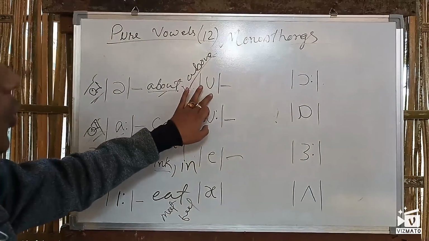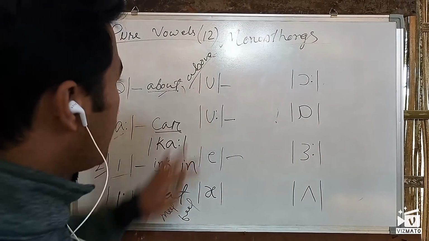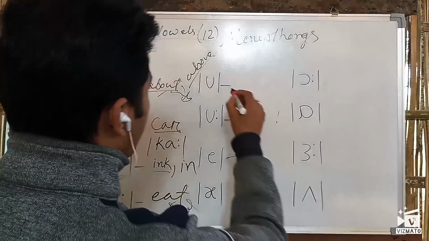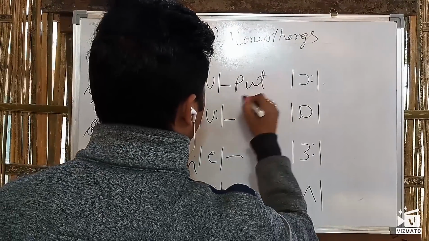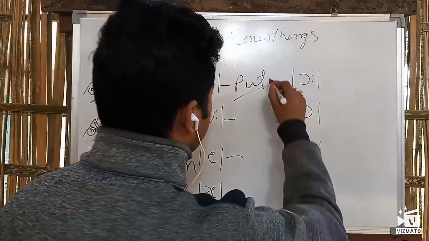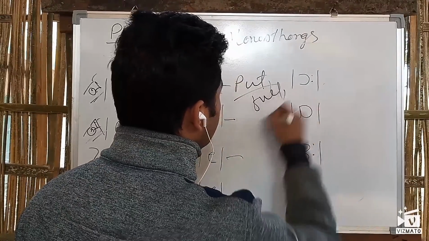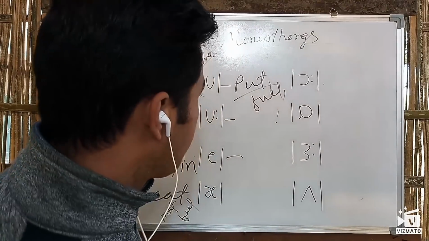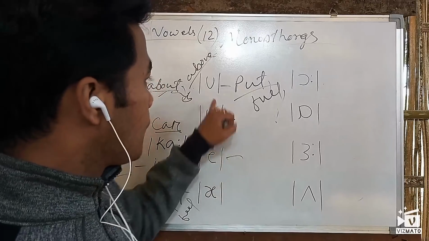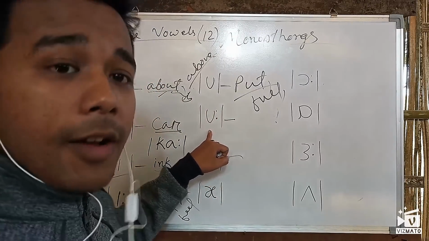Then we have oo, short oo sound. That could be found in the word like put, right? Put, oo.